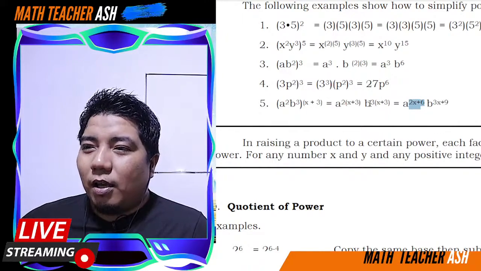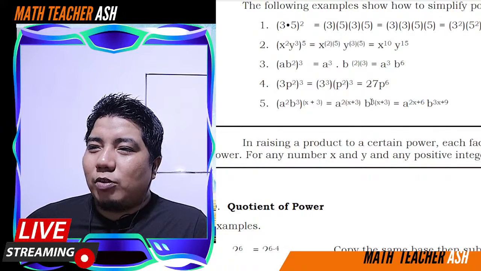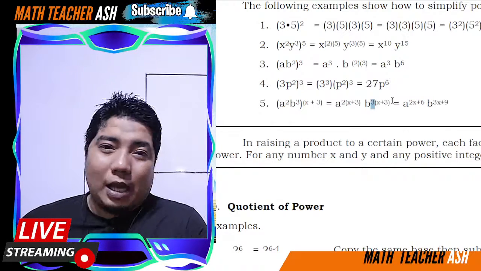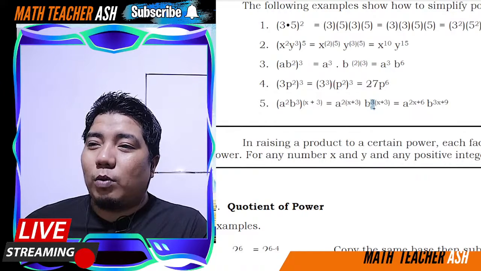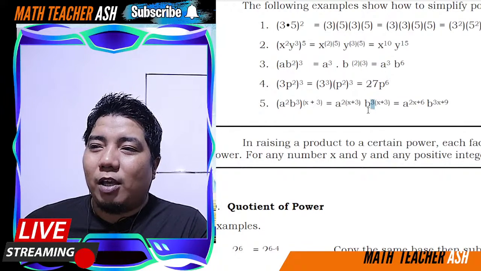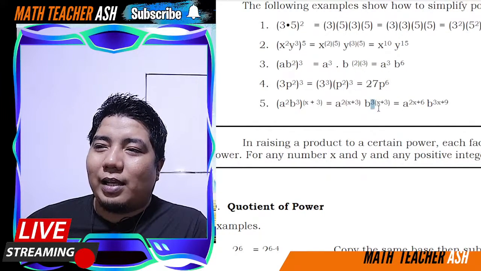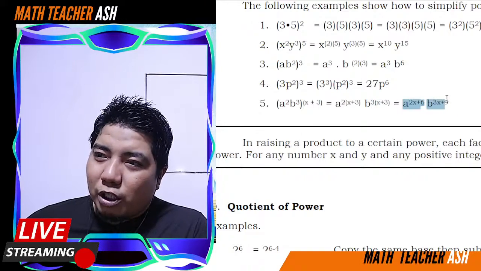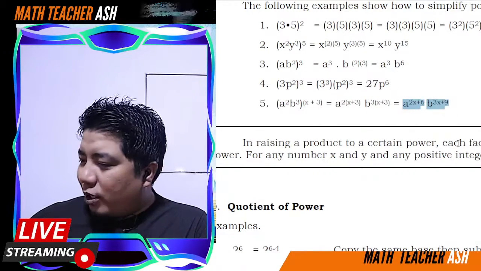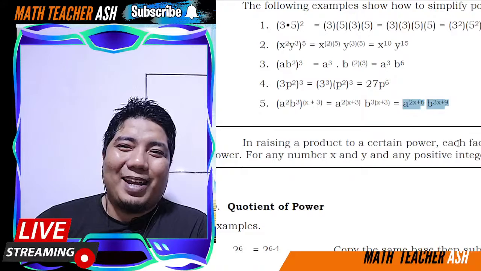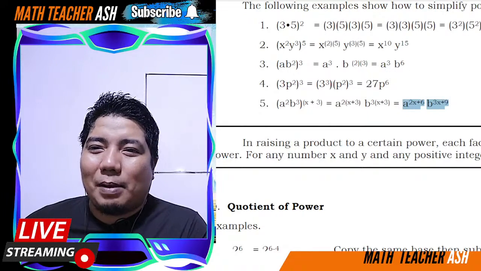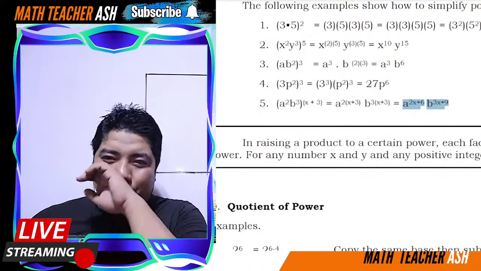Now for b, you just copy the b, and then you distribute the 3 here, which is outside the quantity. So that will give you 3 times x and 3 times 3. So 3 times x, that is 3x, and 3 times 3, that is 9. So this is your final answer for this given problem. Okay, so napakadali lamang po, my dear math learners.